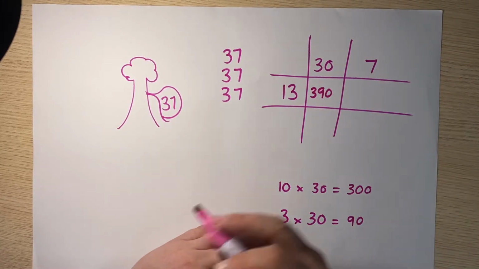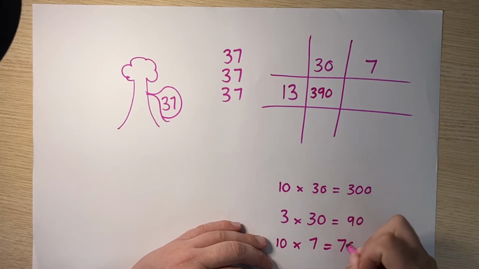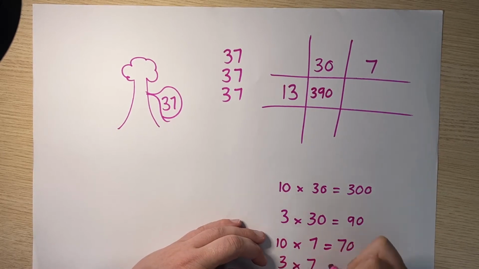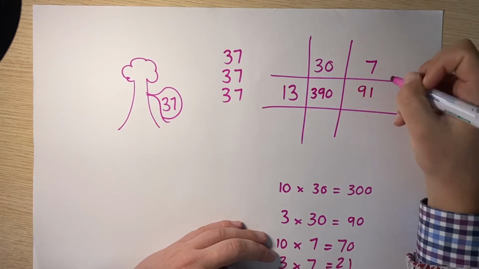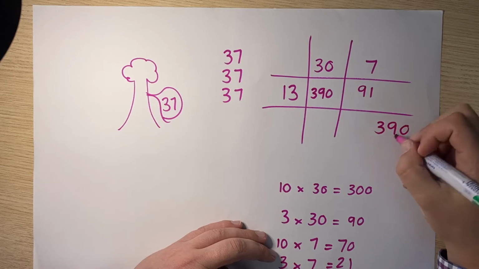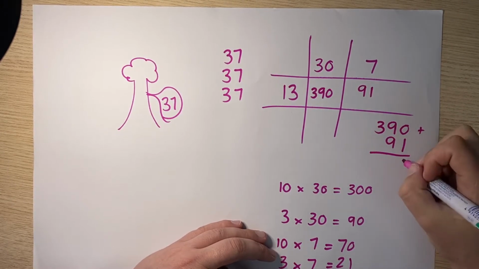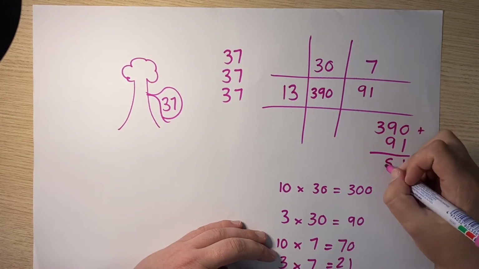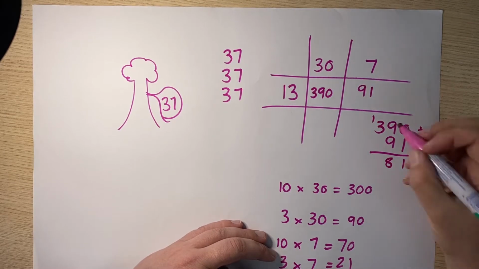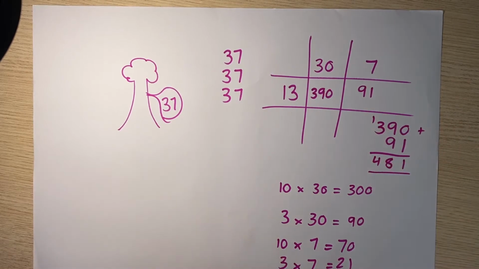13 times 7, we can do the same strategy. 10 times 7 equals 70. 3 times 7, 7, 14, 21. So the answer is 91. Once we have that, we can add them together. 0 plus 1 is 1. 9 plus 9 is 18. Put down the 8, carry the 1. And then 1 plus 3 is 4. So our answer is 481.